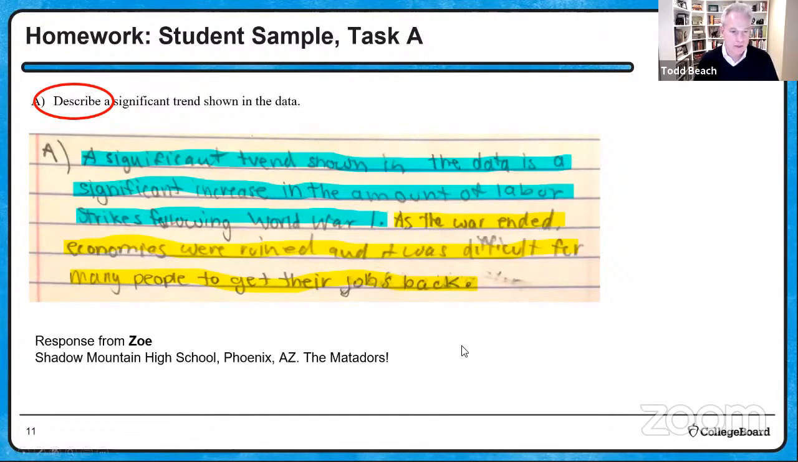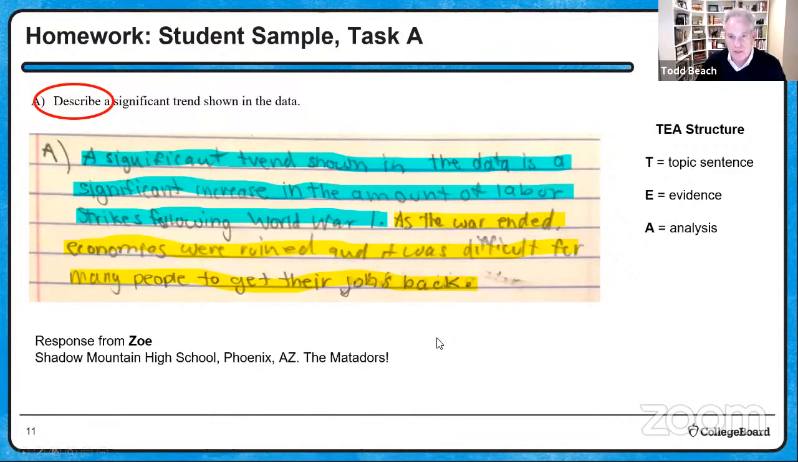We're seeing a response here from Zoe from Shadow Mountain High School in Phoenix, Arizona. They are the Matadors. And in the blue, we've been encouraging you to use the T structure, which is topic sentence, evidence, and analysis. In the blue, you see the topic sentence: a significant trend shown in the data is a significant increase in the amount of labor strikes following World War I. Well, that is true. That did happen.